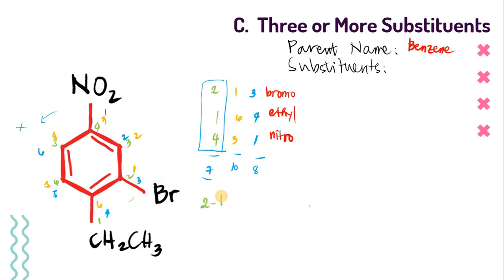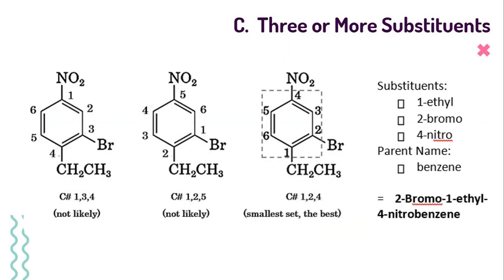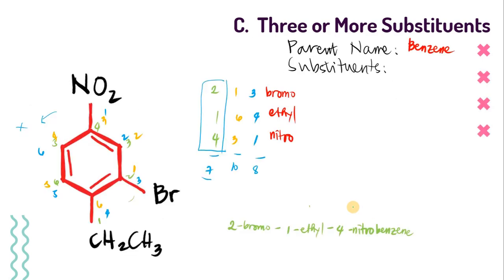2-bromo, methyl, for nitrobenzene. Okay. So smallest numbers possible. Right here. Again, trial and error.